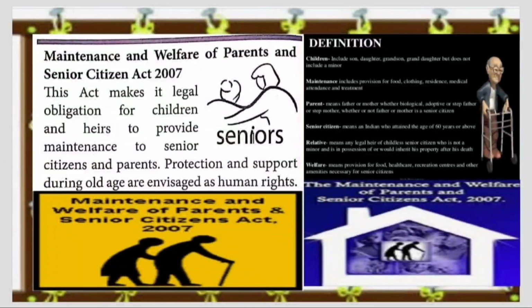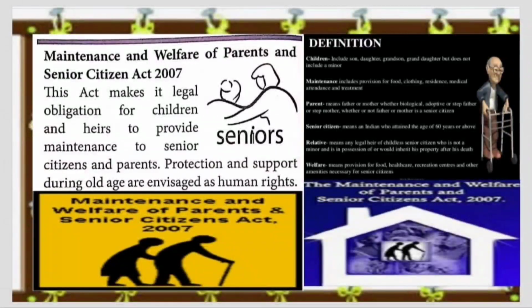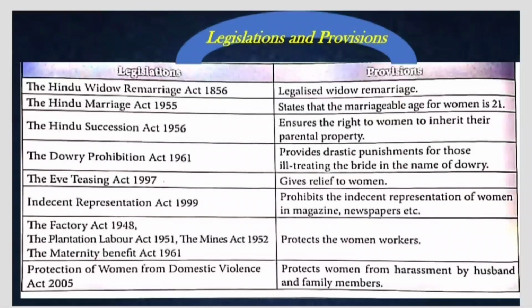Maintenance and Welfare of Parents and Senior Citizens Act 2007. This act makes it a legal obligation for children and heirs, that is, varisugal, to provide maintenance to senior citizens and parents. Protection and support during old age are envisaged as human rights. The next topic is legislations, Sattangal, and provisions, Vidigal.